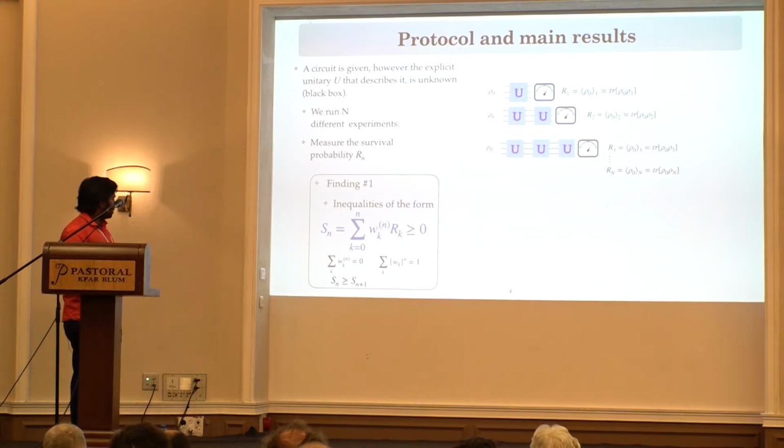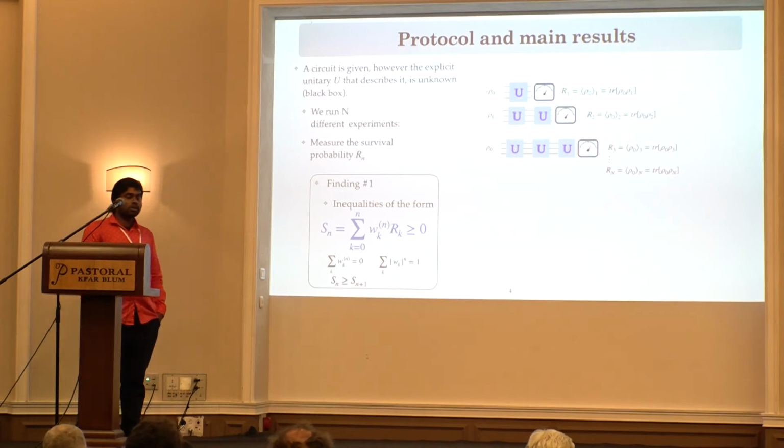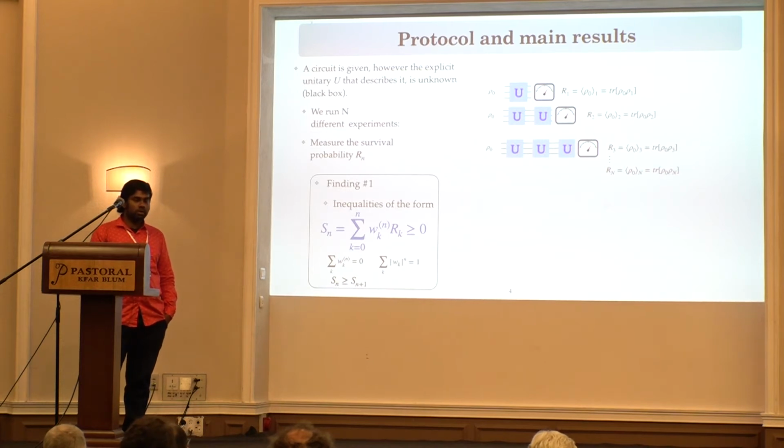So this is our first finding. Sn has this form, where omega k is a weighted average and Rk is this quantity, with Rk greater than or equal to 0. Omega k has this constant: if you take the sum of these, with positive and negative signs, it leads to 0, and if you take the modulus of these, it is 1. One can also show that it has this monotonicity property, that it decreases like this: Sn is greater than or equal to Sn plus 1. Are there any questions before I move on? Is this fine? Okay, good.